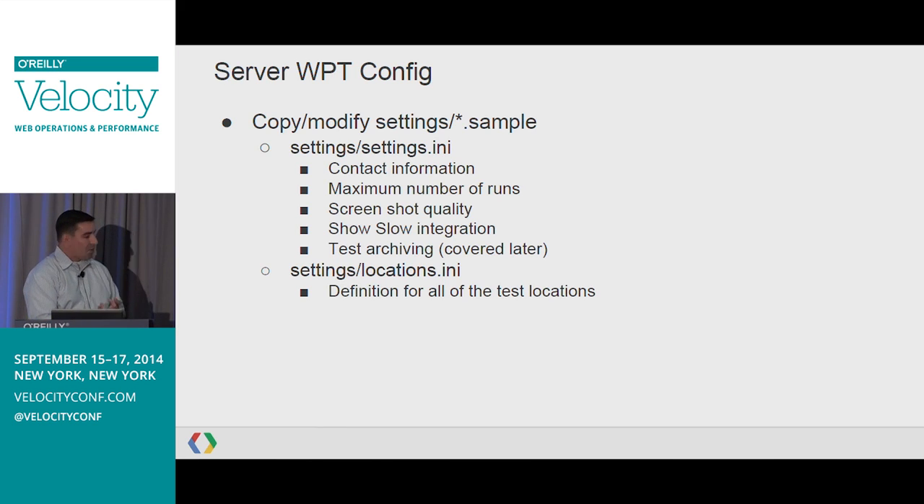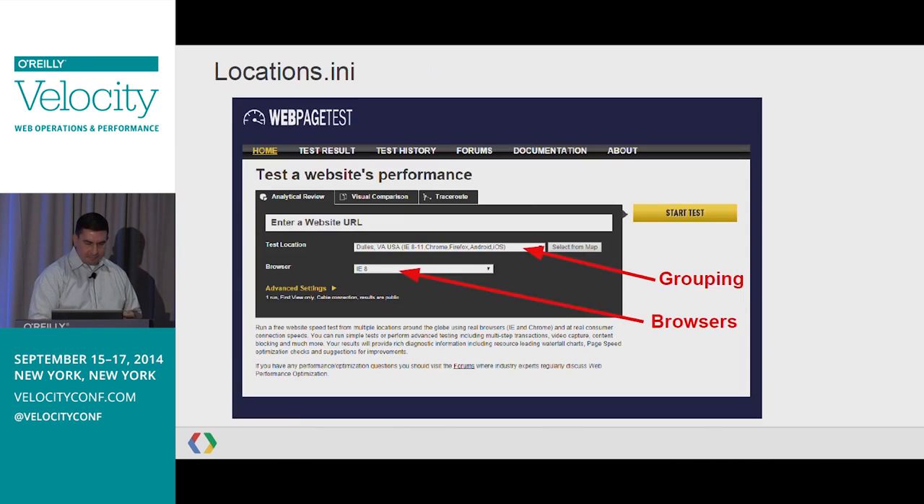And then locations.ini is the main beast that you're going to have to wrestle with, and it's probably the single place where I get most of the issues from people setting up private instances, who have problems putting together a locations.ini that represents what they want. That's where you define what all the test locations are and what the agents connecting in look like.